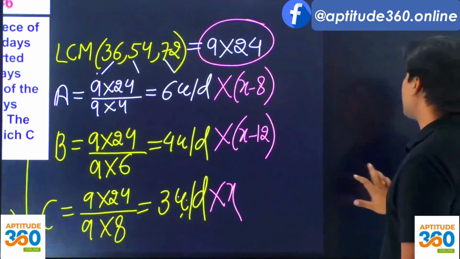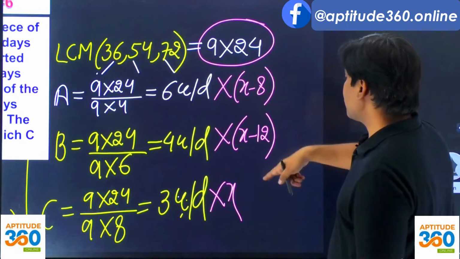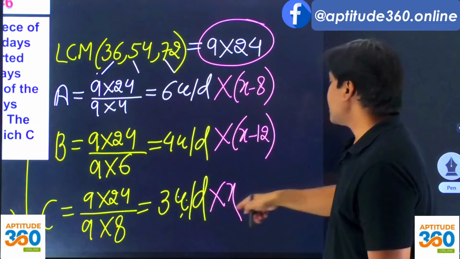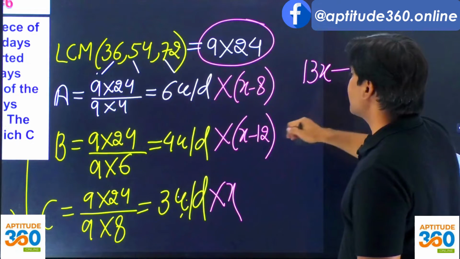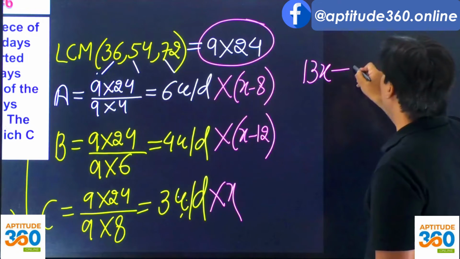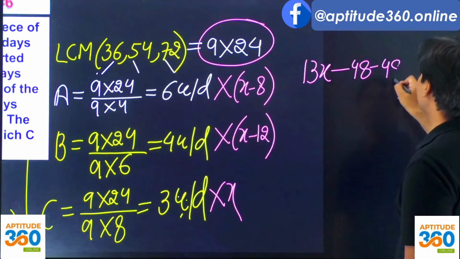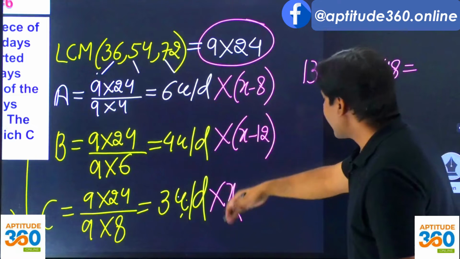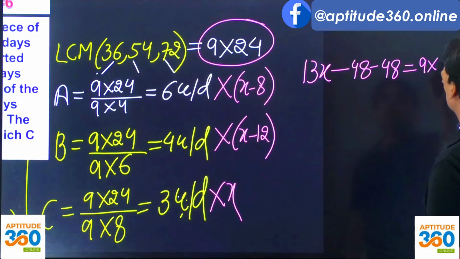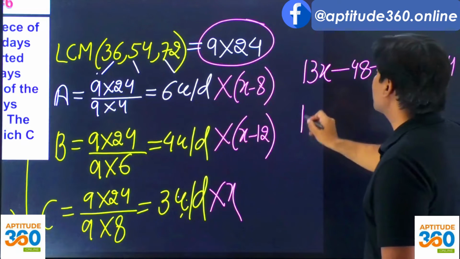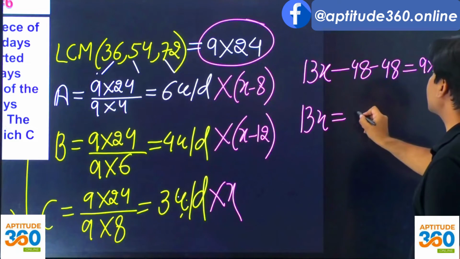All the problems are similar. So what I'm going to do, 6 plus 4 plus 3. So this entire sum is going to be 13x, and this is going to be what? Minus 48, and this is also, please do it on your own. However, कैसे भी आप लगाते हो, आपकी मर्जी है. That comes out as 9 into 24, isn't it? So 13x is equal to 48 plus 48, 96.